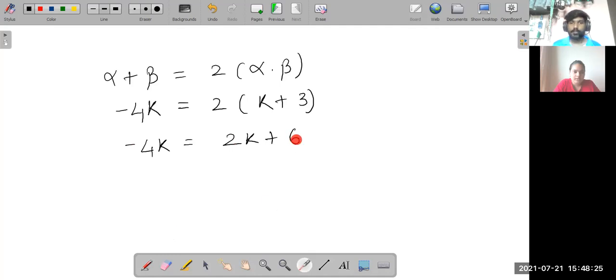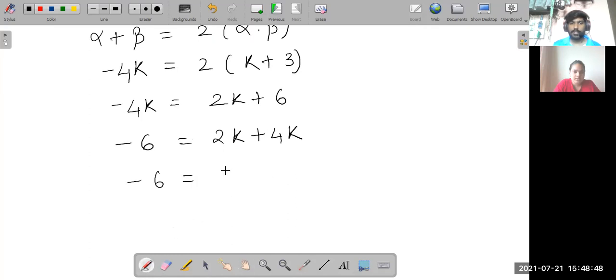Or what we can do is we'll take plus 6 on this side and we'll take minus 4K on this side. So plus 6 when it came this side became minus 6. And minus 4K when it comes this side will become plus 4K. So you'll have minus 6 is equal to 2K plus 4K, which is 6K.